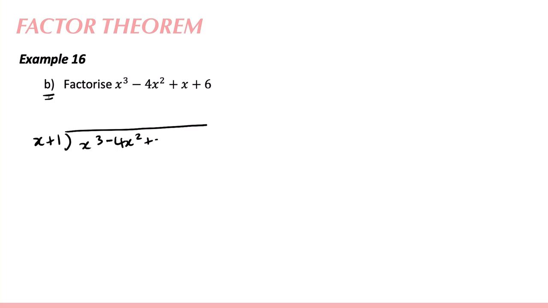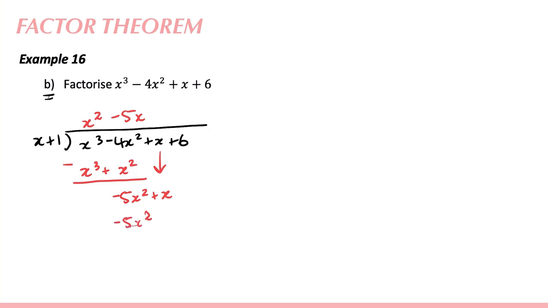Now, I'm going to go a little bit faster than I did before. If you need, feel free to pause the video at any time. So x will go into x cubed, x squared times, multiply that out, subtract. So negative 4 minus 1 is going to be negative 5x squared. Bring the next number down. That'll be negative 5x to go into negative 5x squared. Negative 5x times x will be negative 5x squared minus 5x.